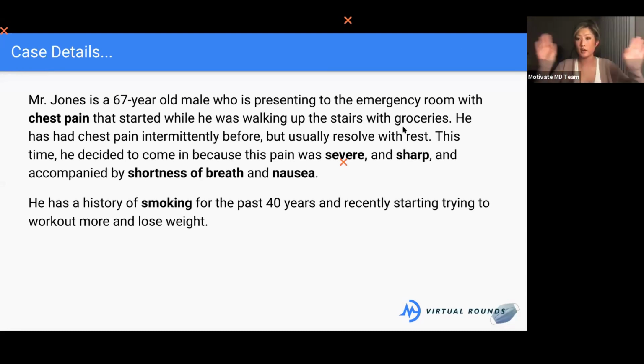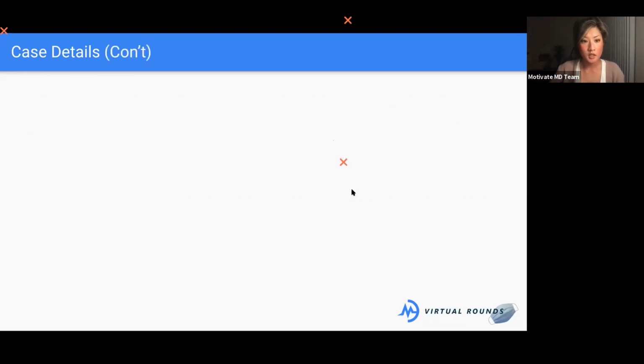So does everyone have their subjective data down for Mr. Jones as of right now? Cool. Okay. Questions to consider. What are some things that we might consider asking Mr. Jones now that we have the first part of our, oh, hold on, there's a lot of stuff in the chat. Yes, COPD. Okay, COPD is a great first thought.